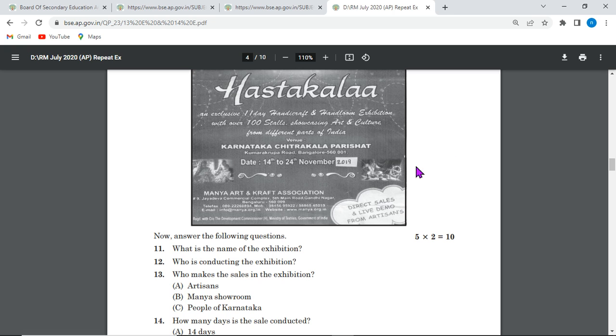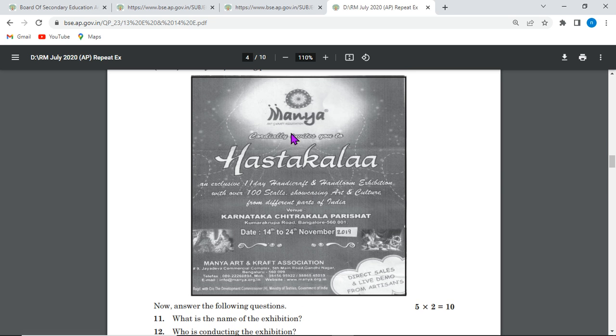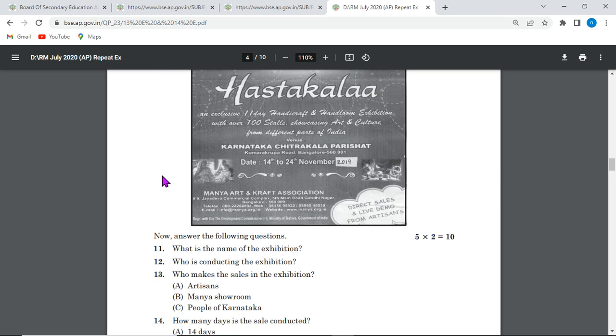So what is the name of the exhibition? Here it is very easy. Look at the poster and answer the questions. So Hastakala. Who is conducting the exhibition? So it is clearly vivid in this poster. Manya organization, an association. It is not very clear, but you can get nice print in the public examination. Who is conducting the exhibition is Manya.